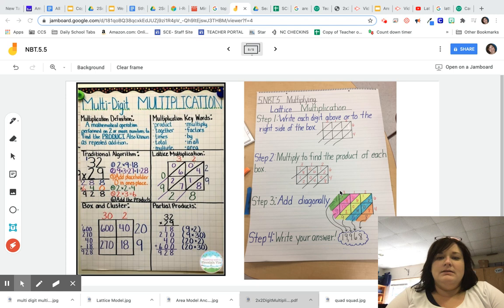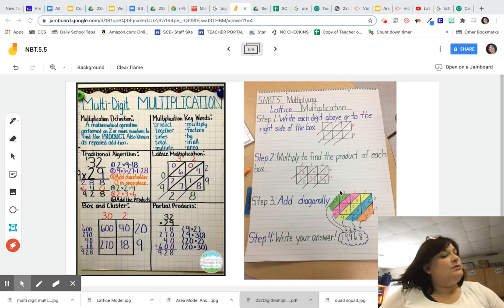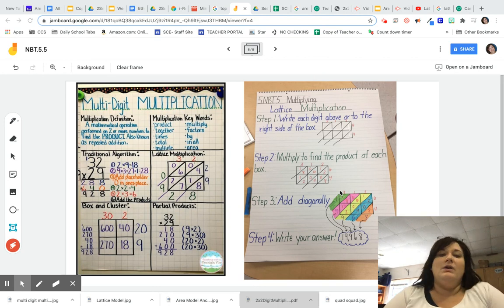Hey guys, coming back at you concerning our math standard this week, where we are working on multiplying multi-digit numbers, and we're going over the many ways that we can do that. So far, we've covered area model, but now we're going to introduce you to lattice model.